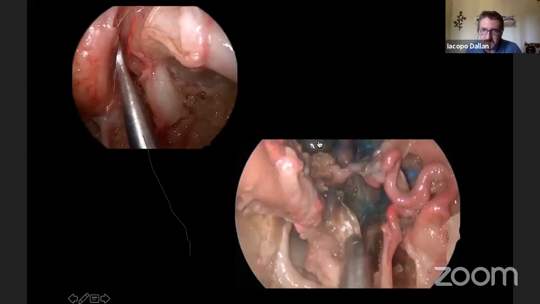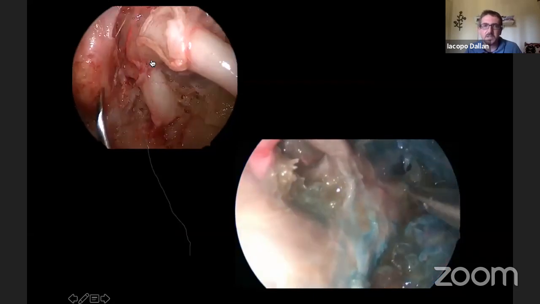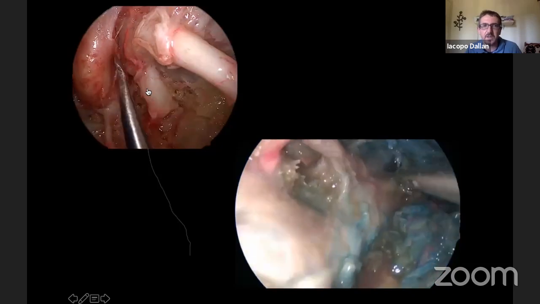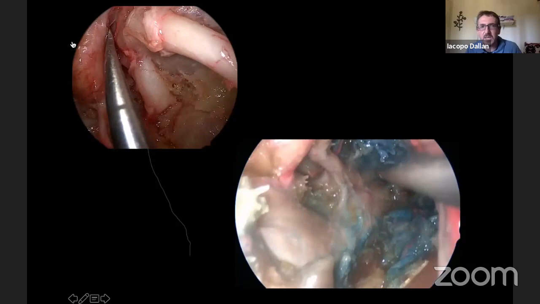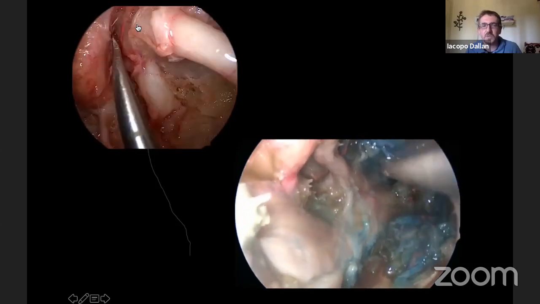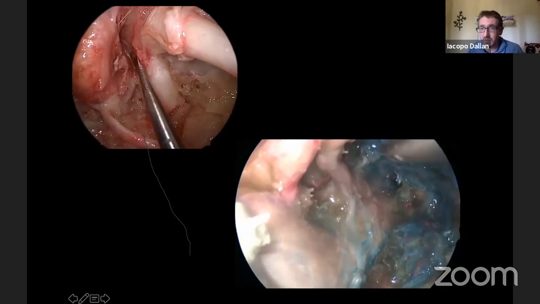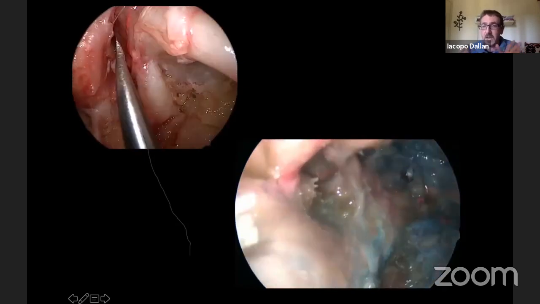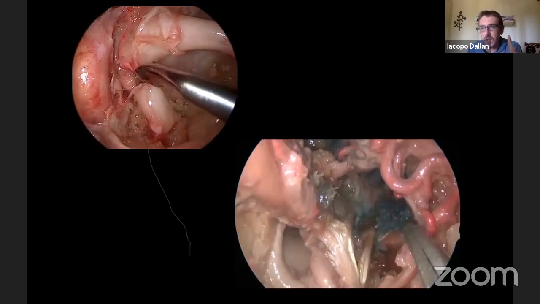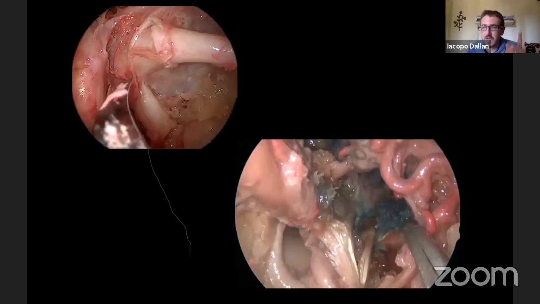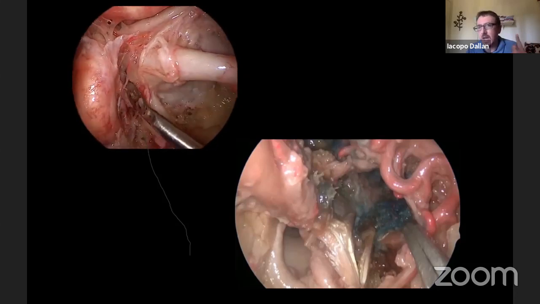This is the vidian nerve here. And you see exactly in that area, the third branch, the second branch here, and the vidian nerve is just over there. And in this way, you can gain space to see the nerves of the lateral wall of the cavernous sinus. Remember that the nerves are included in the lateral wall of the cavernous sinus, except one. Only one nerve is not included in the lateral wall, and this nerve is the abducens nerve.